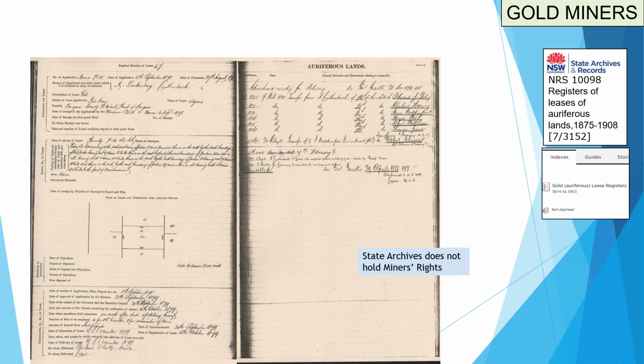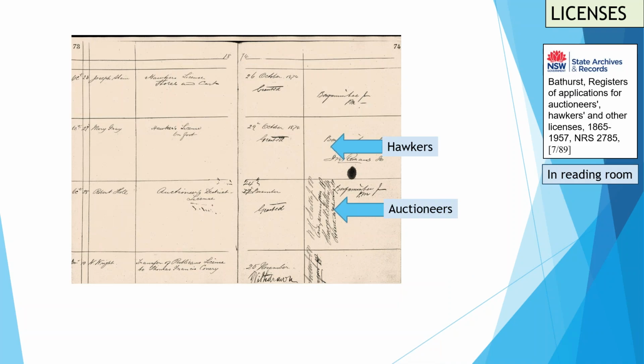And from the point of view of an archivist who works in the reading room, I'd like to see them used more often because I think it's a fantastic thing to have a look at. And they're also quite large in terms of their size, big volumes. Lots of fun to be had there. This is just a few more examples of licenses. Hawkers and auctioneers in the Petty Sessions records.